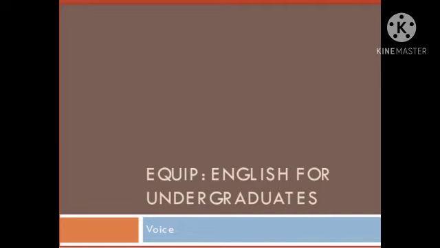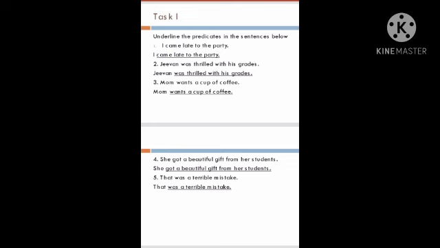Task 1. Underline the predicates in the sentences below. Question number 1. I came late to the party. Predicate, came late to the party. Question number 2. Jeevan was thrilled with his grades. Predicate, was thrilled with his grades. Question number 3. Mom wants a cup of coffee. Predicate, wants a cup of coffee. Question number 4. She got a beautiful gift from her students. Predicate, got a beautiful gift from her students. Question number 5. That was a terrible mistake. Predicate, was a terrible mistake.